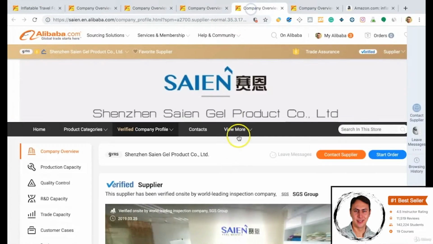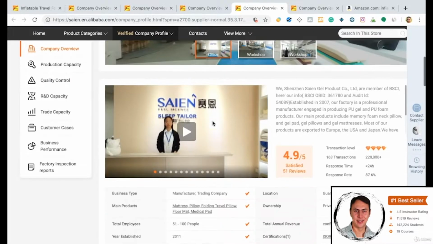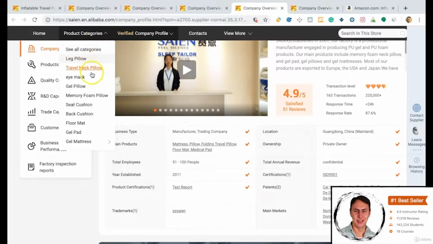The next one is a company that has been evaluated by SGS Group. As main products, they have travel pillow. You can see from there that they are a manufacturer and trader company. Other information like response rate is similar. Let's have a look at the main category in the product category section. Generally, categories are related to pillows. They are selling pillow products.